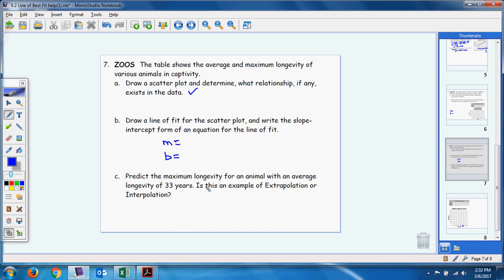What you're going to do now is work with your partner to complete those problems that we did not complete together. And then when you're done, you're going to go ahead and read quietly or work on other homework.